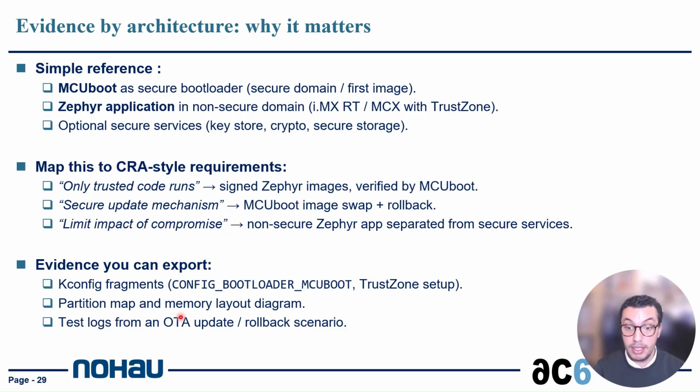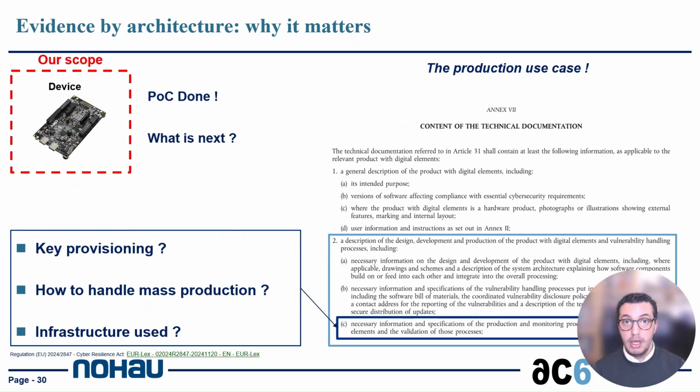Partition map and memory layout diagram. This is the example I showed you before. Test logs from an OTA update and rollback scenario. So all this will give you clear evidence. This is why the architecture matters, because it gives us clear, auditable evidence for Annex 7. As we talked about before, our scope was the device itself. So we've done the proof of concept.